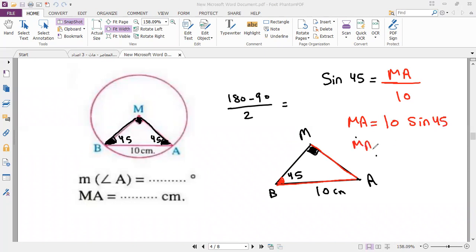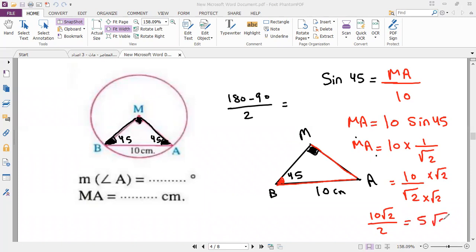So MA equals 10 multiplied by sine 45. If you remember, it's 1 over square root of 2. So it equals 10 over root 2. Just to simplify it, multiply by root 2 at the top and at the bottom. So that is going to be 10 root 2 divided by 2, which is 5 root 2. That's it.